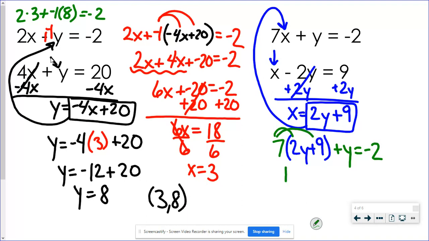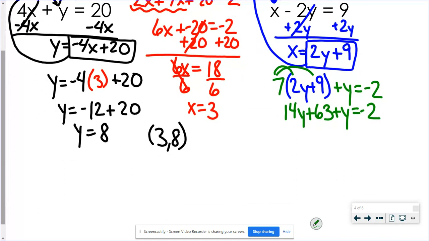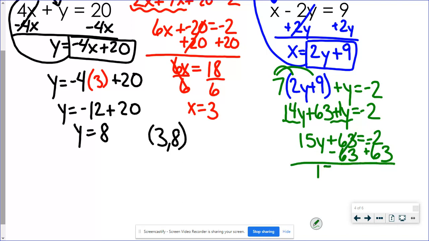14y plus 63 plus y equals -2. When I combine my y's, remember this is really a 1y, so I have 15y. So I'm going to subtract 63 or add a -63. So 15y equals -65. When I divide by 15, it's going to be a negative.